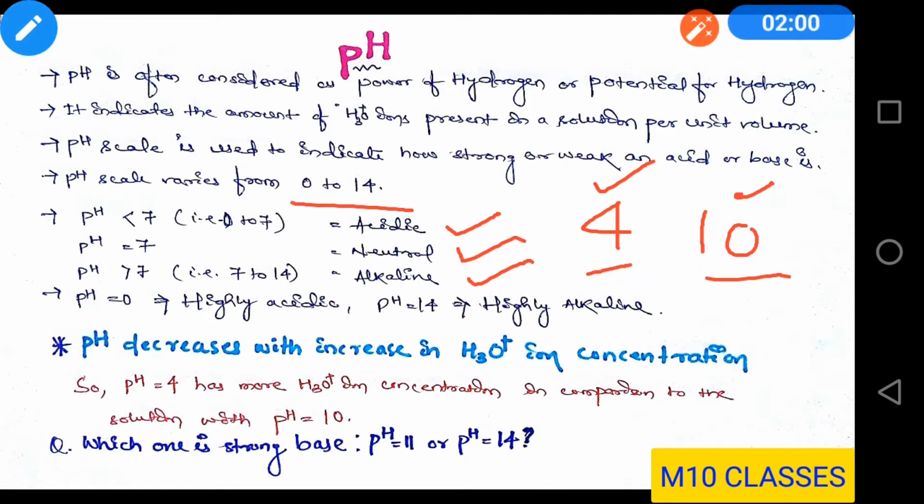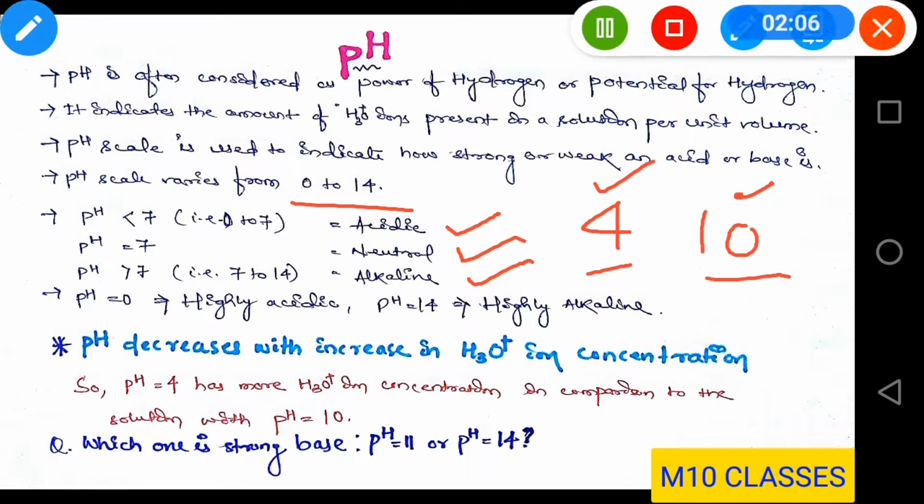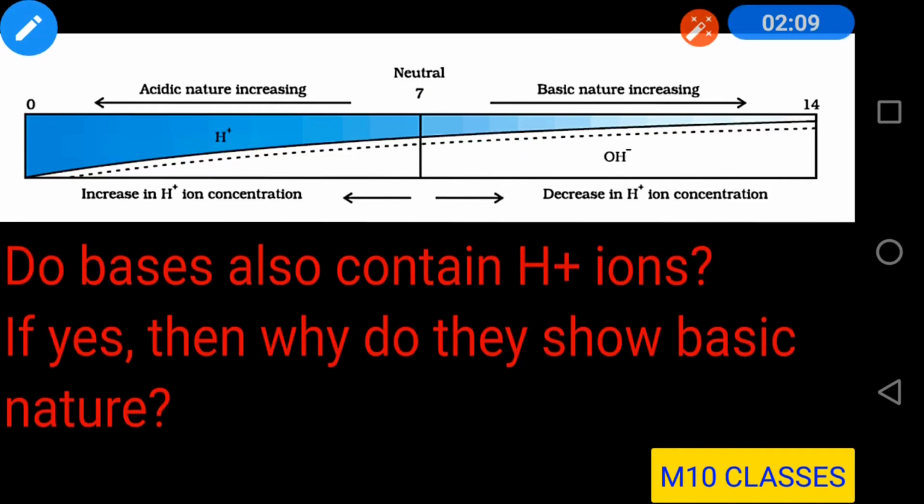So which one is a strong base, pH equals 11 or pH equals 14? Obviously it is pH equals 14. Now students, see here, this picture will give you the details about the increasing and decreasing of hydrogen ion concentration and the increasing and decreasing acidic and basic nature of the solution.